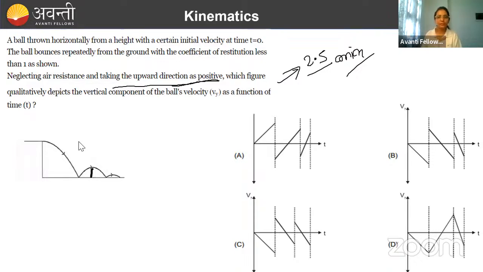Coefficient of restitution is given less than 1 now. So the exact value we don't need to talk about here. The exact velocity value is also not given in the graph, so we don't need to deal with that. But here one thing is given: coefficient of restitution is less than 1, right? So E is obviously less than or equal to 1. If it is not 1, it will be less than 1. Values you don't need to take care of here.